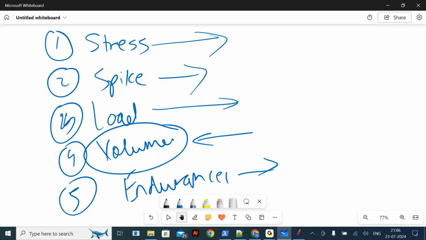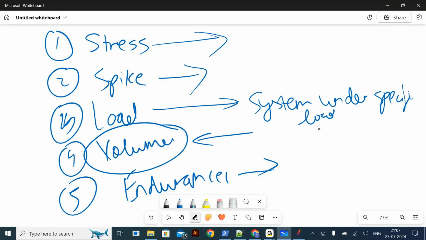Now, load test is mainly done to understand how my system behaves under load. I will use the words under specified load. When I say this, this line speaks a lot, because when I say system under specified load, I know how much the load will be, whether 200 users or 300 users or 500 users. So I already know, and I know that for this many users my SLA will be this.